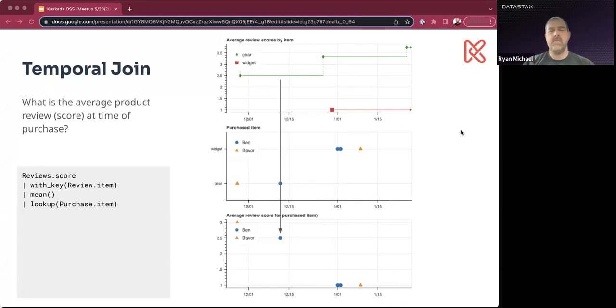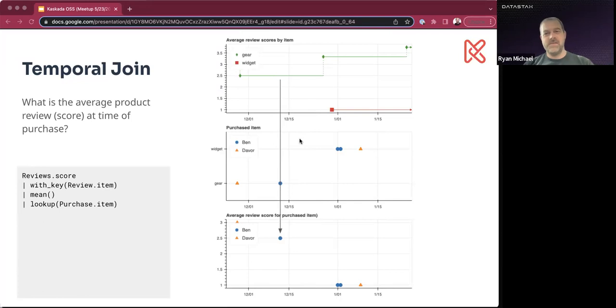So what's important to point out here is that the time axis persists throughout this entire process, which means that I am getting the average review score at the time the purchase was made, at the exact time that purchase was made, without really doing anything. It just kind of happens. This allows us to do what we call point-in-time joins, where we're combining multiple data sets, but we're respecting what would have been known at particular points in time across those join operations.